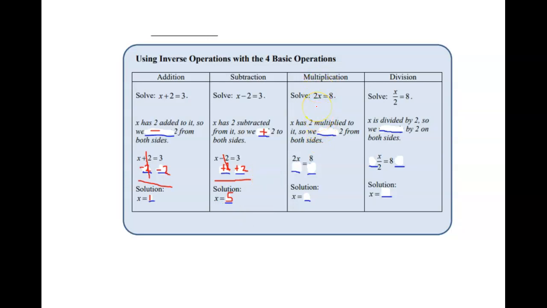Multiplication. Again, I'm thinking inverse operations. If I see multiplication, 2x equals 8, then I know I need to do the inverse, which is division. x has 2 multiplied to it, so in the blank, I'm putting a division sign. I need to divide, okay? So I'm going to divide by 2 from both sides of the equation.